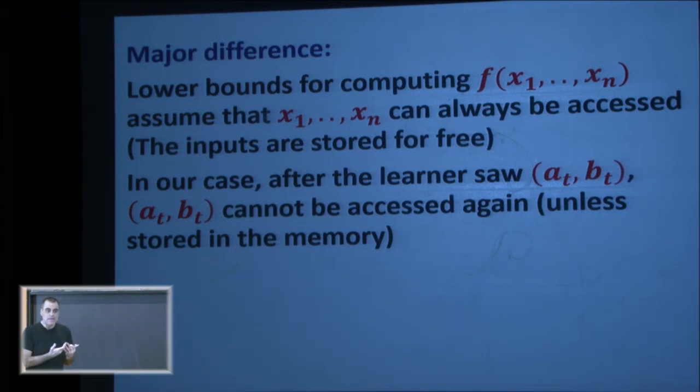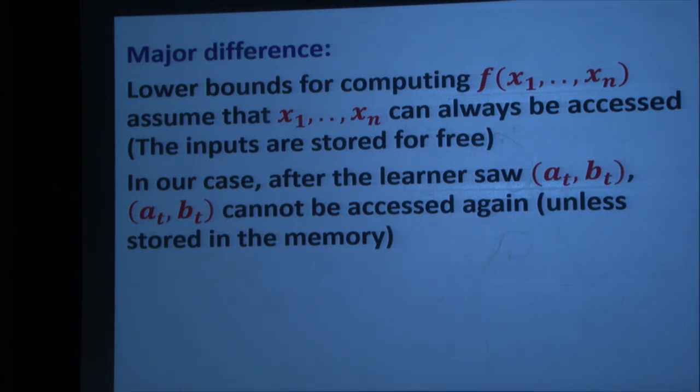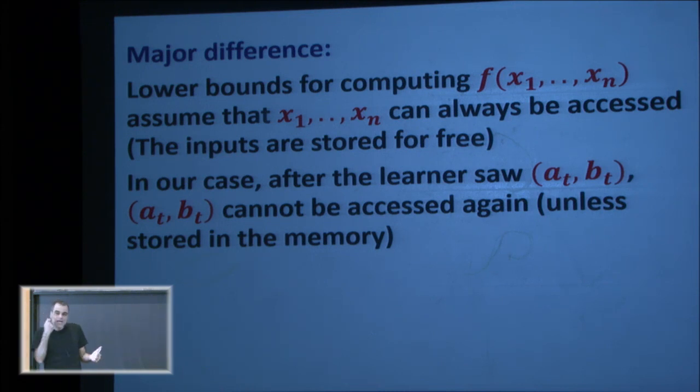The inputs are always there, they are stored for free, and you can always access them. In our learning problem, once the learner saw the sample, the equation, this equation disappears unless the learner stores it in its own memory. Otherwise, this sample disappears. You cannot access the same sample again. You can always get a new one that will be as good as the old one. It's another random sample, but you cannot access the exact same sample that you already saw before. So this is the difference.